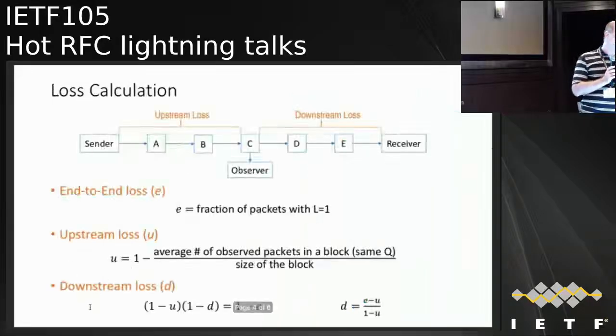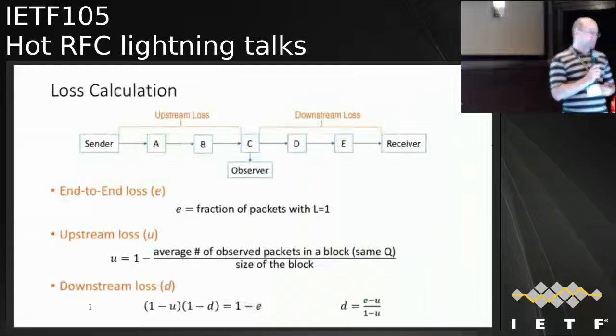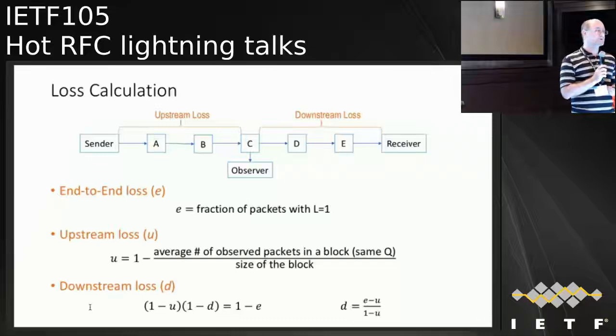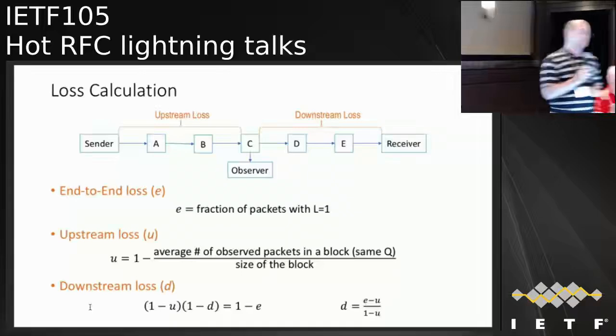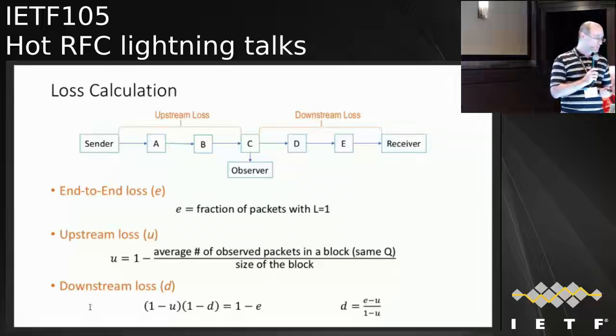Okay, how can we use that? How is it useful? So end-to-end loss is pretty simple. It's just the fraction of packets with L equals 1 bits that the observer observed. Upstream loss is basically how many bits with a particular Q value are missing from a block. Once you have end-to-end and upstream loss, you can figure out the downstream loss. Pretty cool.